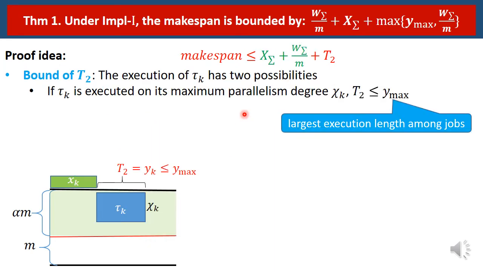By now, we have bounded the length of T1 as X sigma plus W sigma divided by m, and next, we will bound the length of T2. We note that the execution of tau k has two possibilities. First, if tau k is executed on its maximum parallelism degree Kk. In this case, the length of T2 equals Yk, the execution length of tau k, and thus is certainly less than Y max, which is the largest execution length among all jobs.